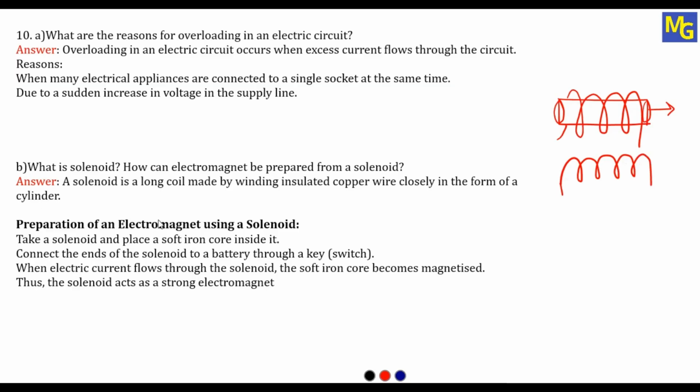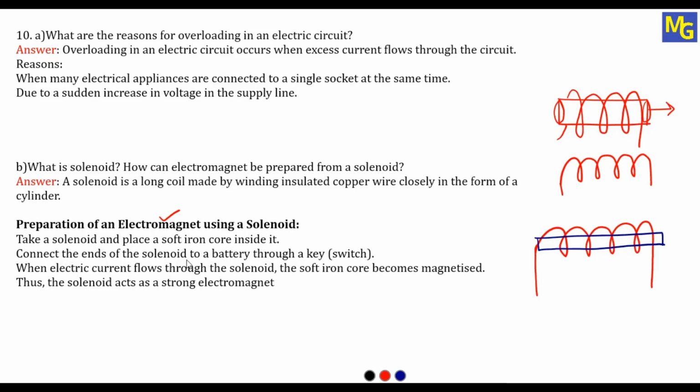Now we are going to see how an electromagnet is prepared. So take a solenoid and place a soft iron core inside it. So we will take a solenoid like this. This is a solenoid, and inside this solenoid we are going to keep a soft iron core. So this is a soft iron core which we have kept inside the solenoid.